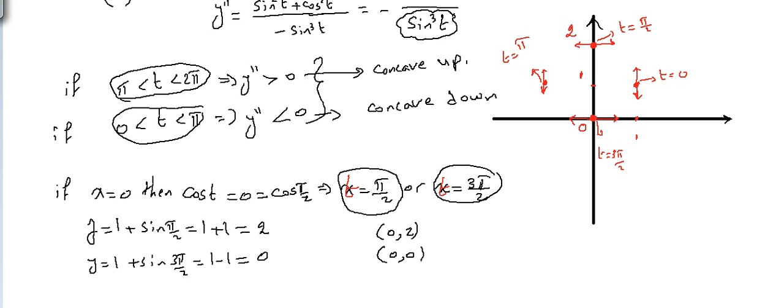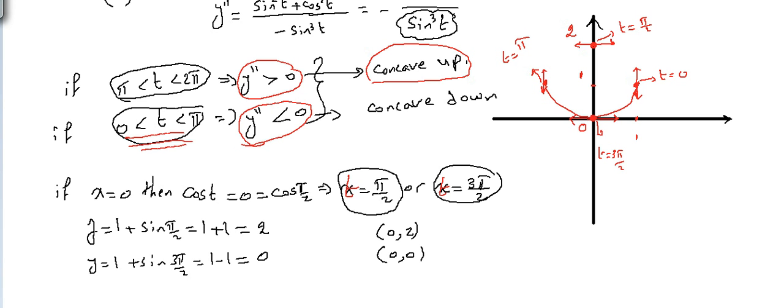Look at the second derivative. When it is positive, it is concave up, where t is between pi and 2 pi. From pi to 2 pi, it is concave upwards, so it goes like that, to here. And between 0 and pi, the second derivative is negative, so it is concave downwards. From 0 to pi, concave downwards.